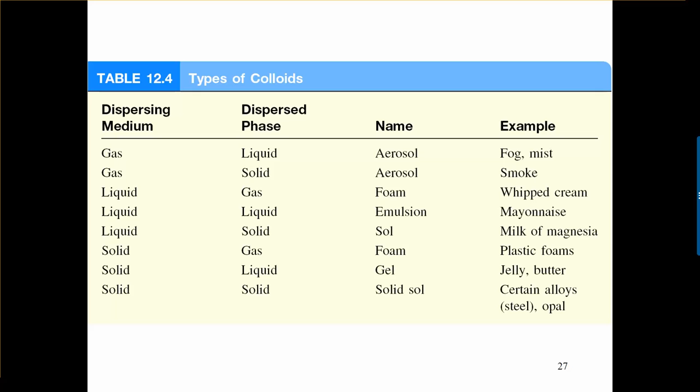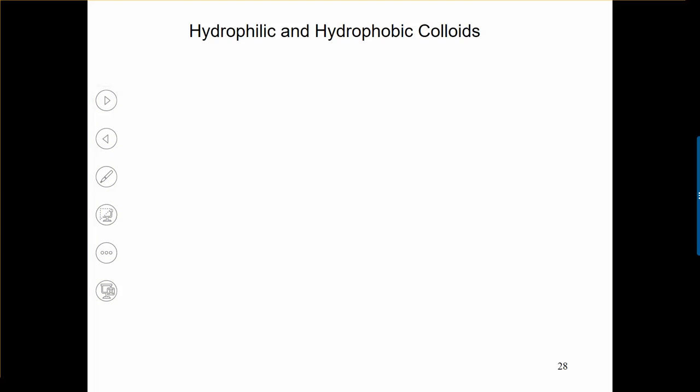So here are some examples of colloids: fog, smoke, milk of magnesia. Milk of magnesia essentially has these solid particles. Milk of magnesia is always a fun thing to drink, if you've ever had that. It's a laxative. Okay, so those would be kind of the ideas of colloidal suspensions, okay? A little different than just a regular solution.